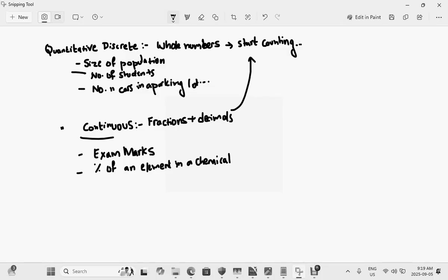So again, quantitative discrete data has to do with counting whole numbers. Your quantitative continuous data has to do with counting fractions or decimals.